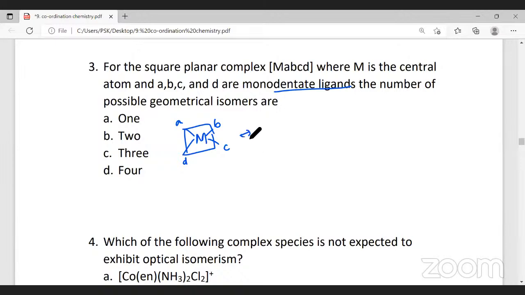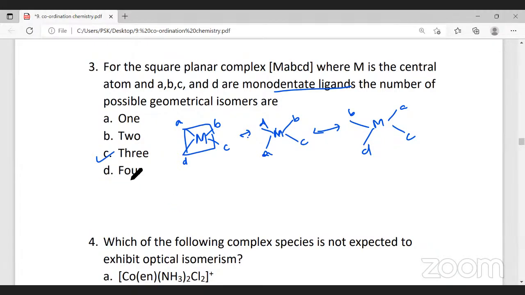The second isomer, I can write metal, see, all are different now. We can write B, D, C, and A opposite. And the third one, if you see metal, we have B, A, C, and D. See, the arrangements are different. So therefore, they can have 3 isomeric forms. So the answer for this question is option 3.